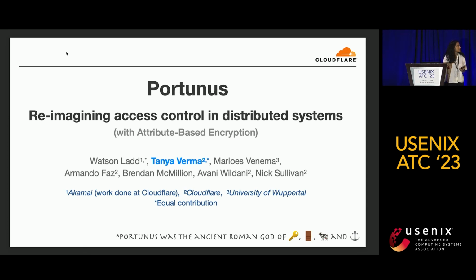Today I'll be discussing Portunus, which is a geographical key management system that has been deployed by Cloudflare. Portunus is built using attribute-based encryption, which is a variant of public key cryptography, and it allows us to do access control on customer keys. To our knowledge, Portunus is likely the largest attribute-based system that has been deployed at such large scale.